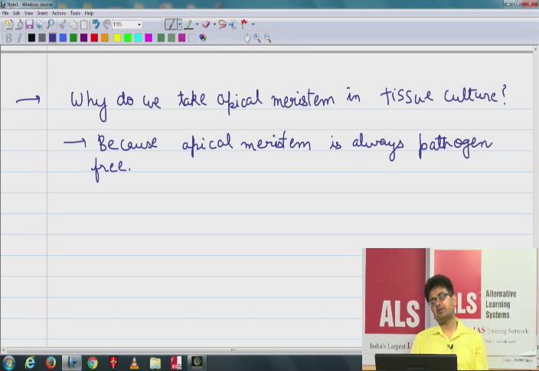Now this will be a separate question, why it is pathogen free. This is your homework if you want to know. I have been accused of making the class boring. I do not want to bore you so much. Okay, this will be a separate question. If you want to know, you can Google it. You can try to know why it is pathogen free. There is a reason for that.